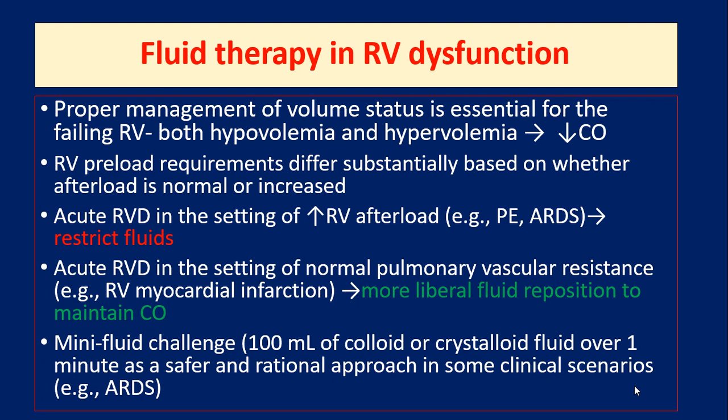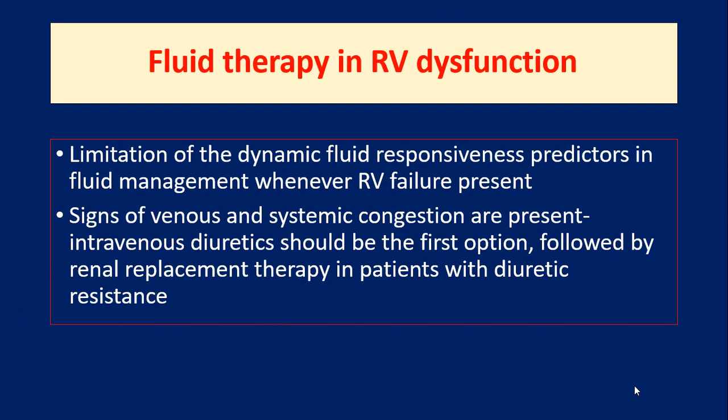Acute right ventricular dysfunction in the setting of increased right ventricular afterload, like PARDS, is where we have to restrict the fluids. Acute right ventricular dysfunction in the setting of normal pulmonary vascular resistance, where right ventricular myocardial infarction is there, needs more liberal fluid resuscitation to maintain cardiac output. A mini fluid challenge can be done to assess the clinical scenario, like ARDS.